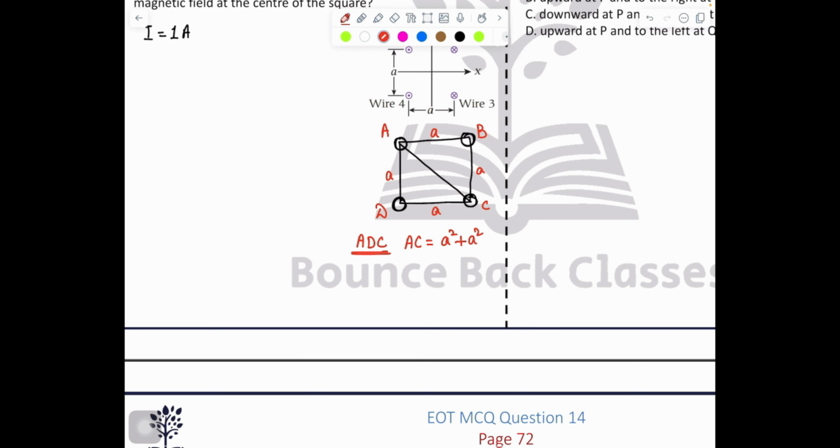A square plus AC square is equal to A square plus A square. So this is your diagonal D square, or you can say 2 times R square. 2 times R square, or diagonal D square, is equal to 2A square. 4R square is equal to 2A square. R is equal to A divided by root 2. Clear? So this half distance is R, and this is equal to A divided by root 2.